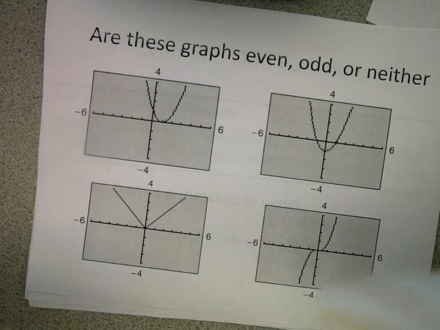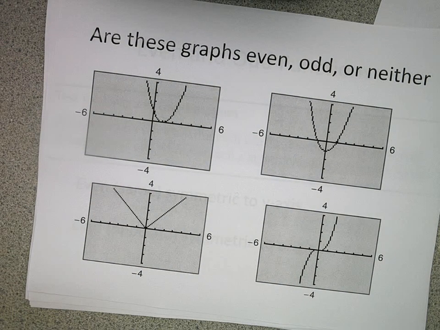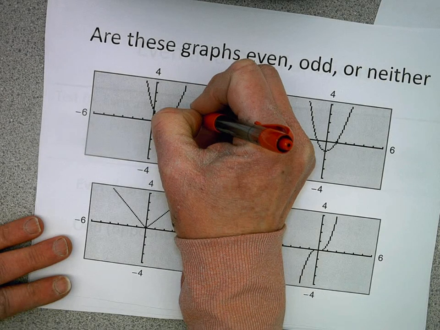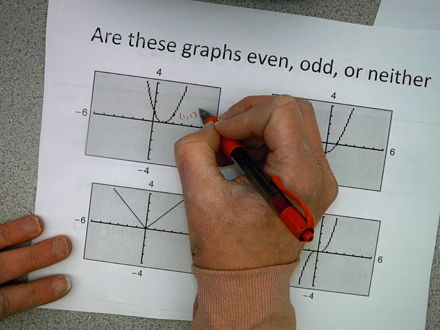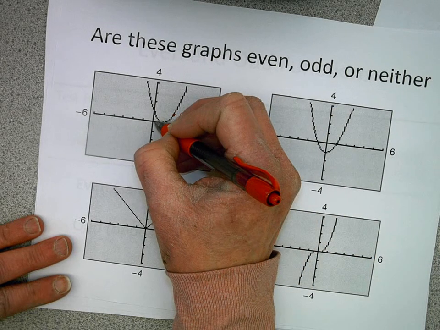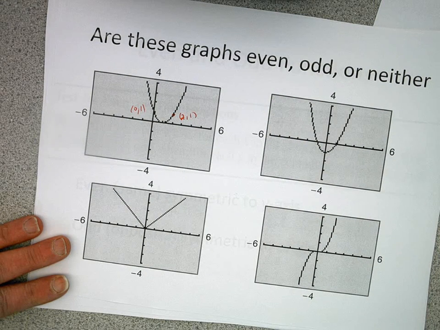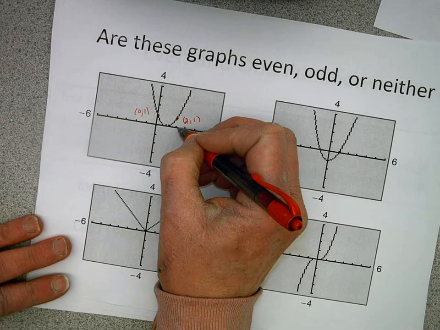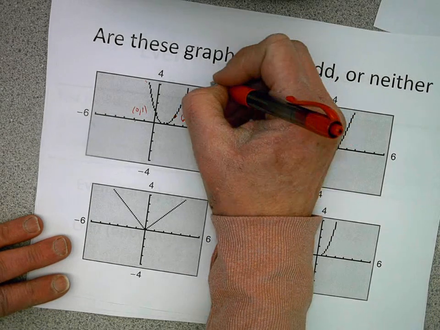Okay, are these graphs odd or even? So what I would tell you to do is find a point, and we're just going to say that point is maybe (1, 1). Or actually, sorry, let's say this point is (2, 1). And this point is (0, 1). That is not symmetrical to anything. The line of symmetry is over here. I don't see if I plug in 2, I get 1 over here. If I plugged in -2, I get something way over here. This is neither.